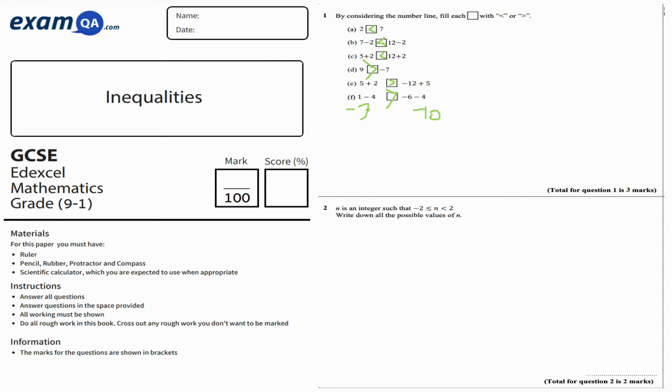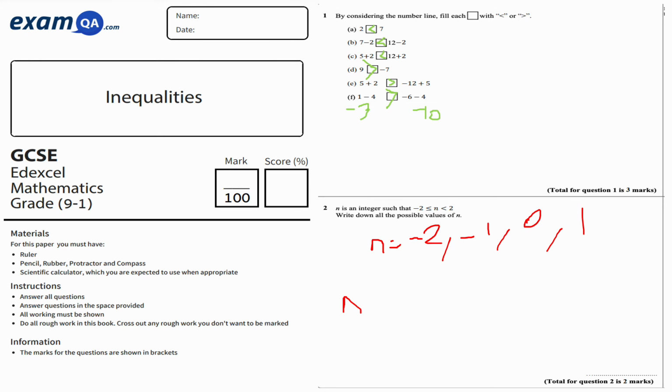Okay, this is question number 2. n is an integer such that it satisfies this inequality. Write down all the possible values of n. So n is bigger than or equal to minus 2 and less than 2. So n could equal minus 2, minus 1, 0, and 1. n can't equal 2 because it's strictly less than 2, but it's greater than or equal to minus 2.